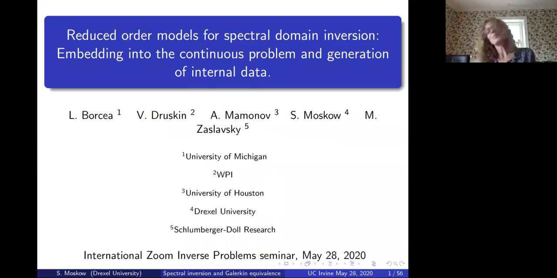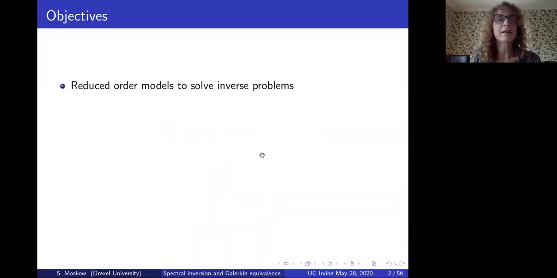So anyway, I'm going to talk about using reduced order models to do inversion in the spectral domain. In particular, about using techniques where we generate internal data from boundary data. And this is joint work with Liliana Borchea, Vladimir Druskin, Alex Mamonov, and Mike Zaslavsky.